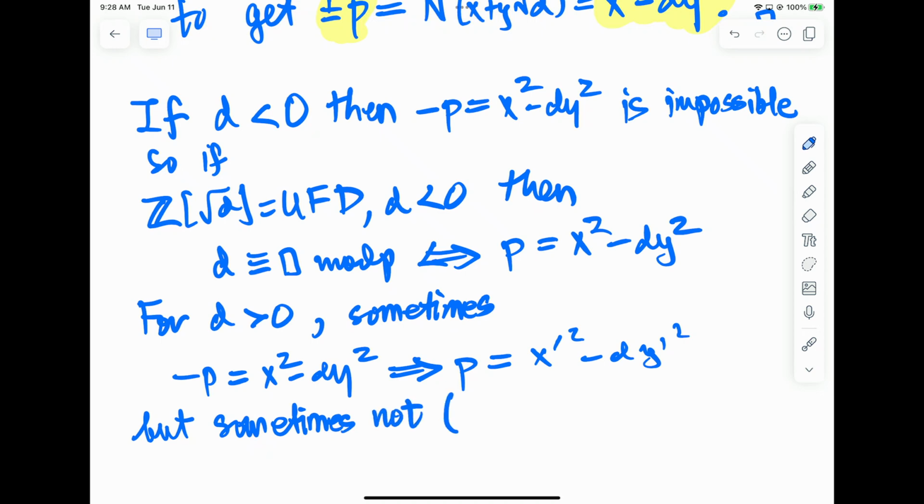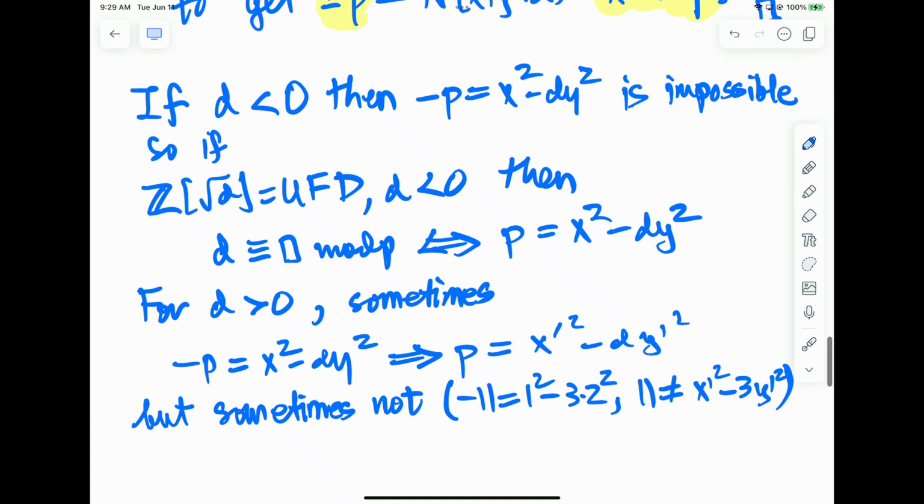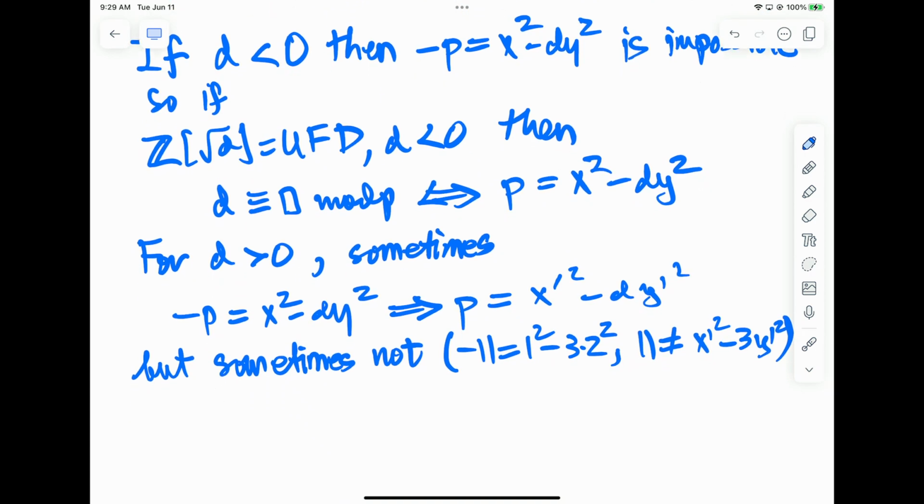Right? So we saw an example of that. Minus 11 is 1 squared minus 3 times 2 squared, but 11 is not of that form. So there could be a crucial distinction to be made there.